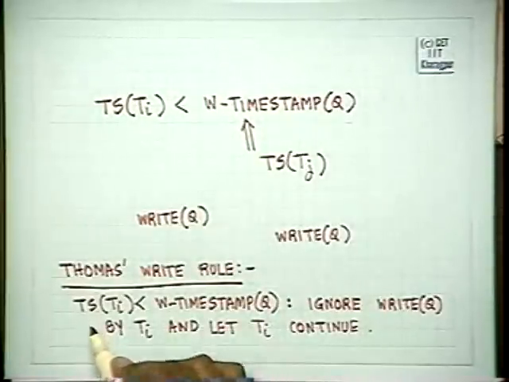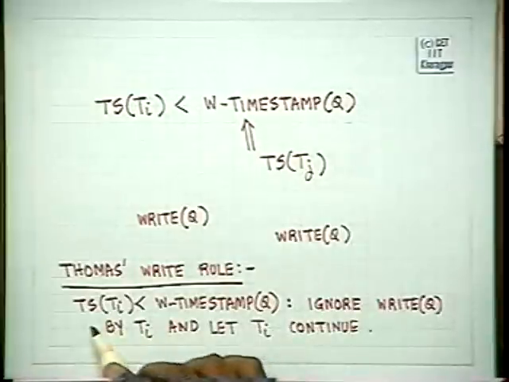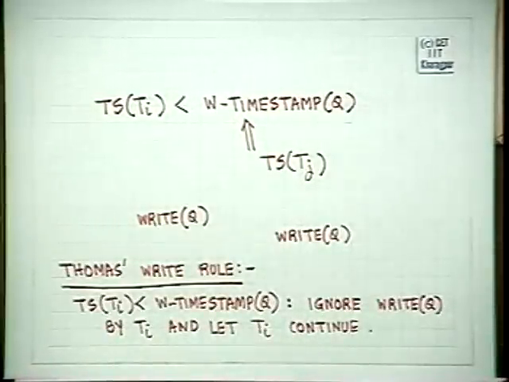This way it prevents a rollback in a situation as late as possible. Maybe TI will be rolled back because of some other reason, but at least for this reason it does not unnecessarily roll back TI, and therefore tries to reduce the amount of rollback.